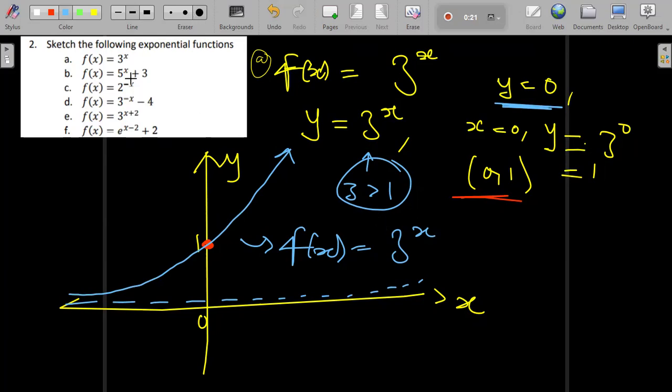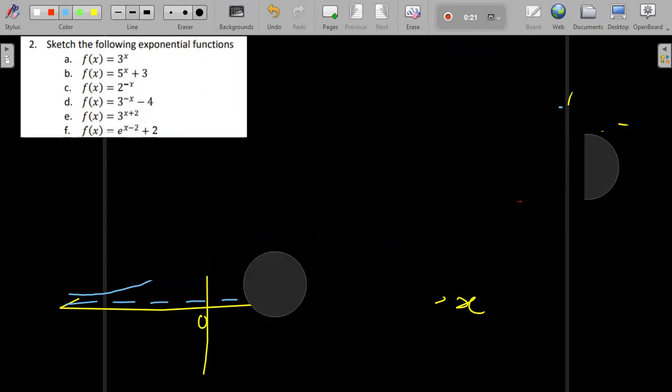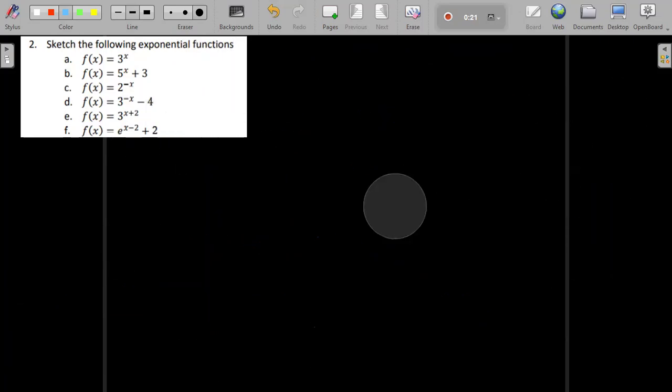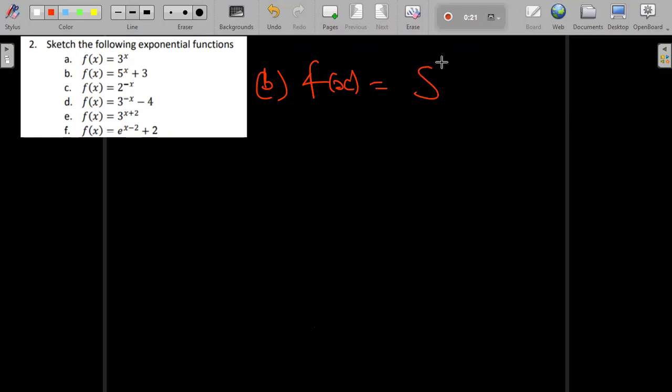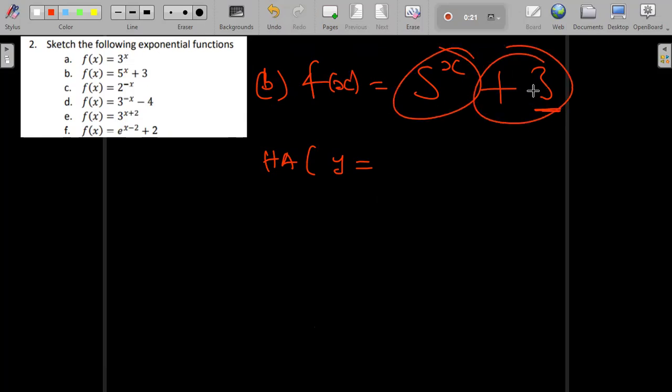All right, let's look at b. So b has a different horizontal asymptote. You're going to see how we're going to deal with it. So we are on b. They have said f of x is equals to 5 to the power x, and then plus 3. So the horizontal asymptote here, which is just y is equals to, will be y is equals to 3, because this 5 to the power x is being added to this. So this 3 here is the horizontal asymptote. So we are going to say the horizontal asymptote is y is equals to 3.